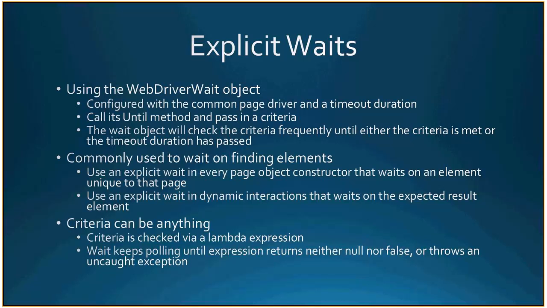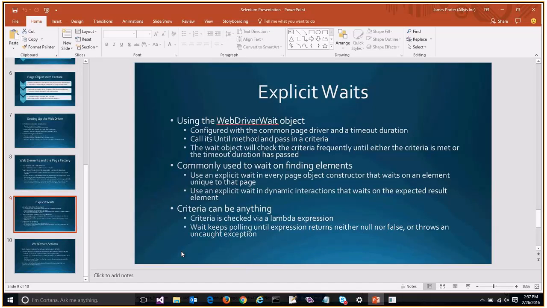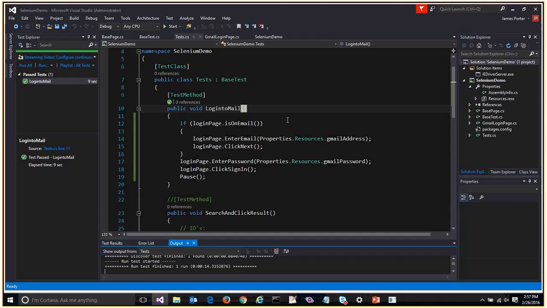So you plug in whatever criteria you want. It'll check that criteria according to its polling frequency, and if that criteria passes, great. The code will continue. The wait's done. If it fails and that duration is hit, then it'll throw you an error, and you can usually debug it from there. So using that, we are going to go ahead and do some more demonstrations.